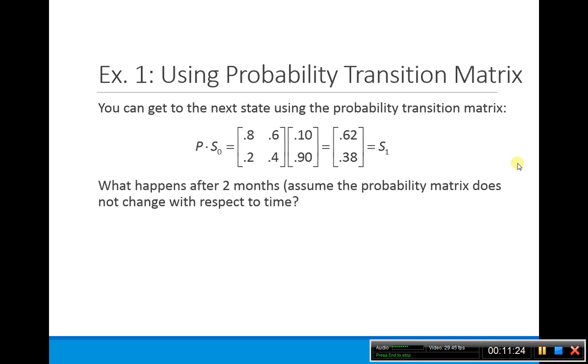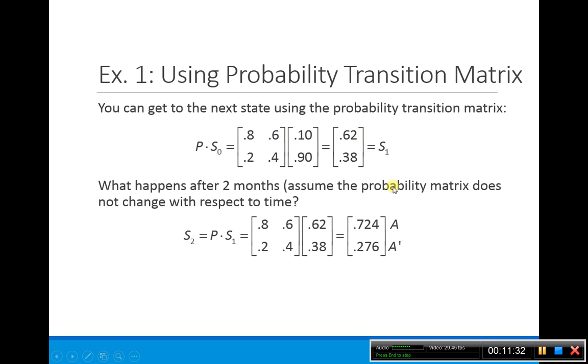So now what happens after 2 months? Well, again, if this is S1, then to figure out what's going to happen next, I can take the probability transition matrix and just multiply it by S1. So here my probability transition matrix times S1. After 2 months, I expect about 72% to be using brand A, and around 28% not to be using brand A.